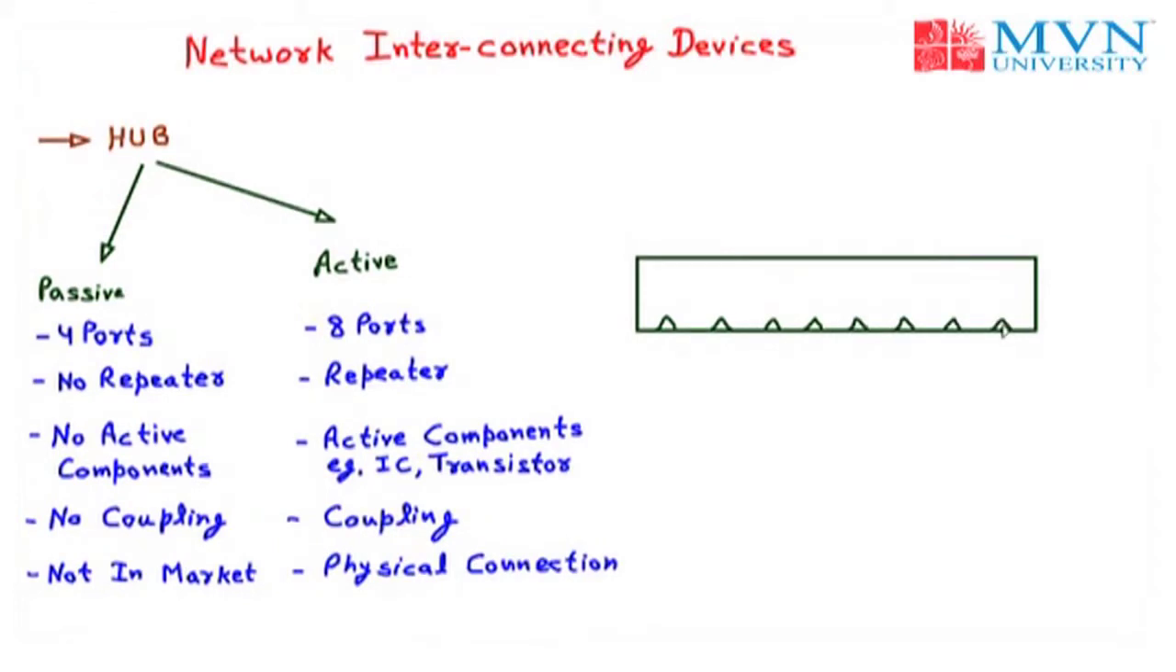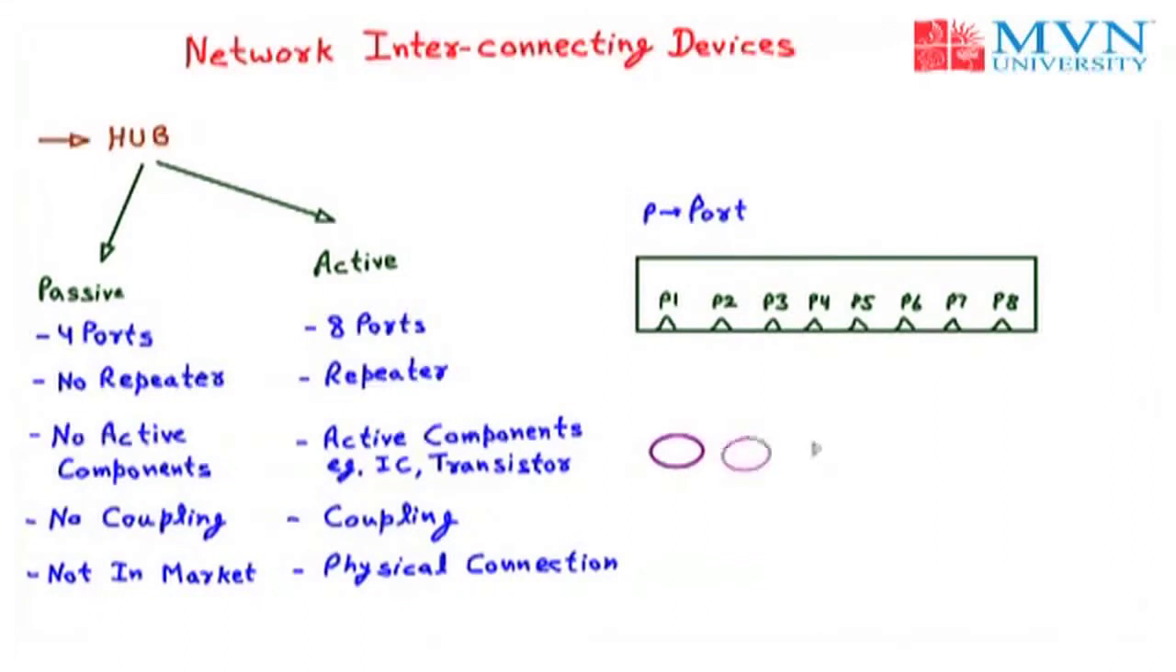So to understand the physical connection problem in the active hub, we will take a hub with 8 ports. We will give names to all the ports, that is P1, P2, P3, P4, P5, P6, P7, P8. P stands for port here. Now we can connect 8 computers to all these ports via Ethernet cable.